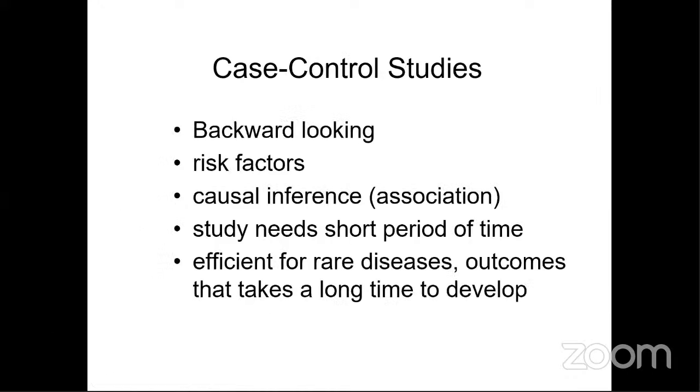Again, comparing it to cohort, it's backward looking. It looks at risk factors. Your causal inference is more on association. It needs a shorter period of time, and it would be a better option to use for rare diseases, or outcomes that take a long time to develop. For example, tuberculosis, etc. Right?